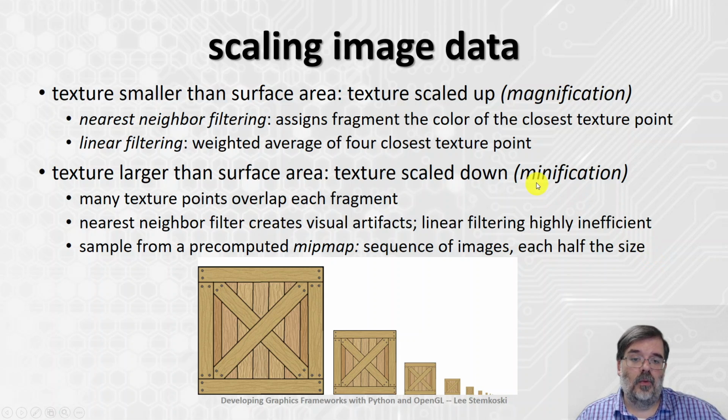And then, when you want to use minification, one of the algorithms could be to choose the image in the MIP map sequence which is closest in size to your surface, and then just do linear filtering on that.